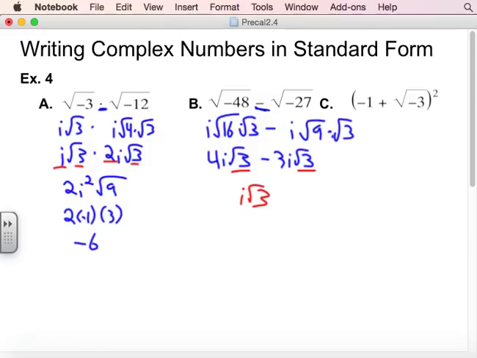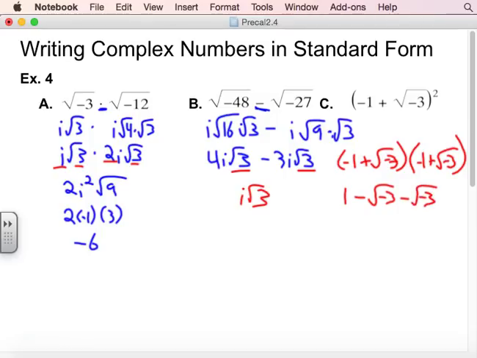Okay, so part C right here, we're squaring something, so we need to multiply it by itself. All right, so we're going to FOIL. Negative 1 times negative 1 is 1. Negative 1 times square root of negative 3 is negative square root of negative 3. And then square root of negative 3 times negative 1 is another negative square root of negative 3. Square root of negative 3 times square root of negative 3 is the square root of 9.